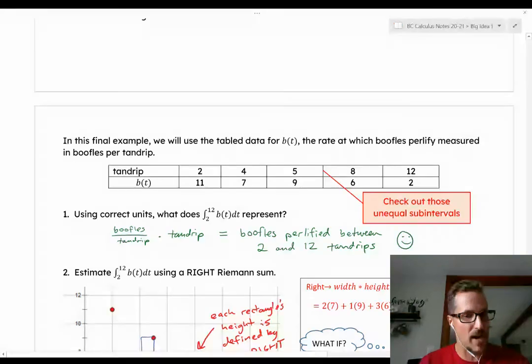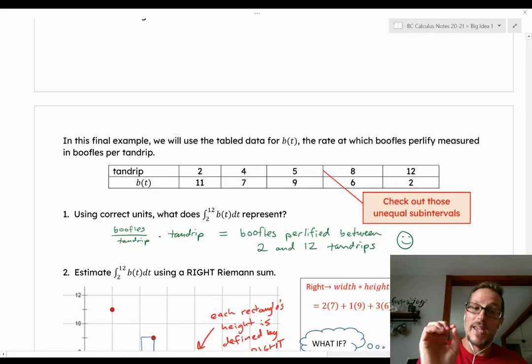A definite integral is a product. So let's take the x, which is tandrips, and the y, which is buffels per tandrip. We'll multiply those two together and get, that's right, how many buffels were perlified between 2 and 12 tandrips? Of course. Now, how do we estimate that?